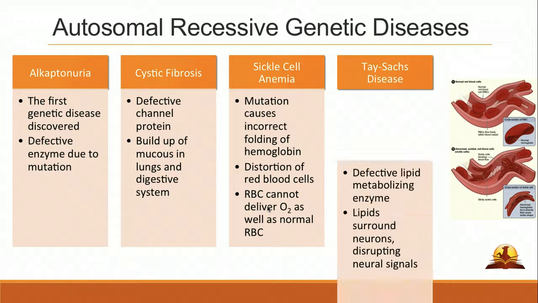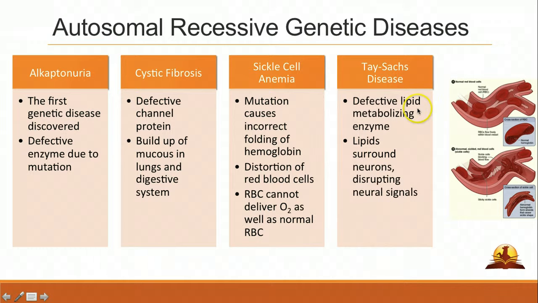And the last one, Tay-Sachs disease. You have a lipid metabolizing enzyme. So remember, lipids are like fats, and you have an enzyme that metabolizes them, that breaks them down. Unfortunately, it's disrupted or defective, and the lipids, instead of being metabolized, surround neurons. Remember, neurons are cells in your brain, and brain signals are not being transported back and forth like they should. So that's Tay-Sachs disease. 4 diseases that you need to know.